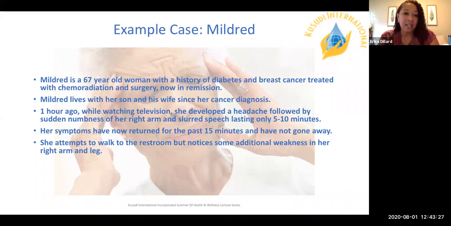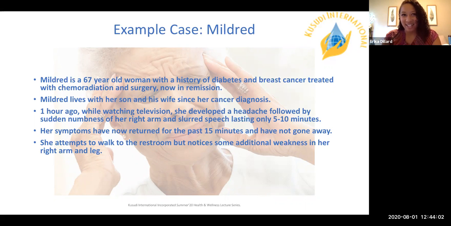Now, Mildred has started to notice these symptoms come back, and they have been present now for the past 15 minutes. But unfortunately, like the first episode, they're still persistent and they have not gone away at this point. Because this is very strange for Mildred, she attempts to get up and walk to the restroom, but as she does that, she notices that she's having some additional weakness now in her right arm and her right leg, which is different than the symptoms that she experienced during the first episode.